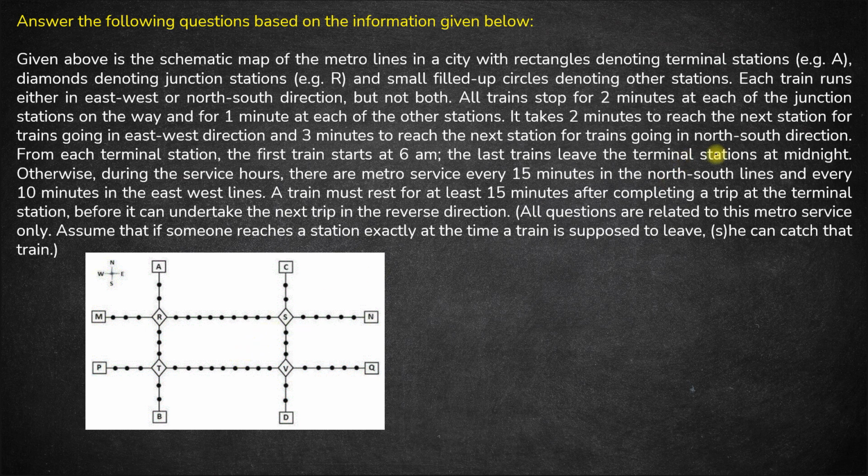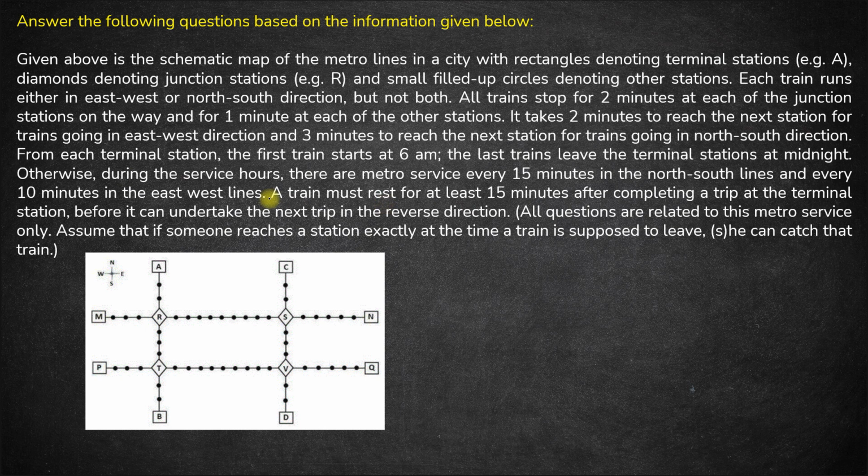Okay? Fine. Next is, for each terminal station, the first train starts at 6 AM. The last train leaves the terminal stations at midnight. So the first train starting from B will be at 6 AM and the last will be at 12 midnight. And the same is the case for all these terminal stations A, B, C, D, P, Q, M and N.